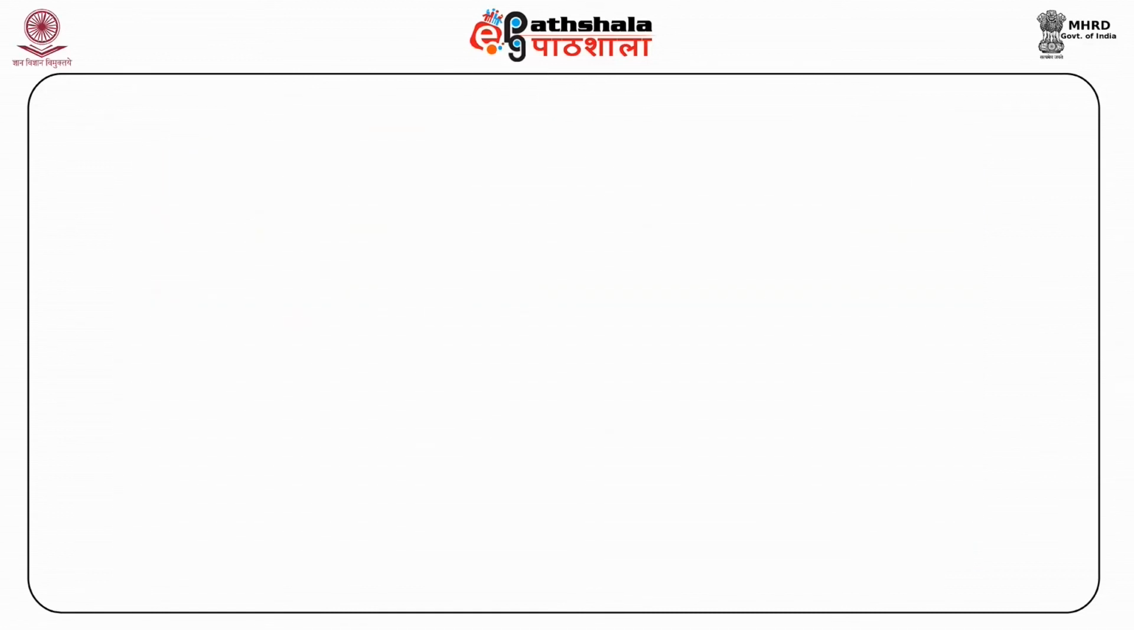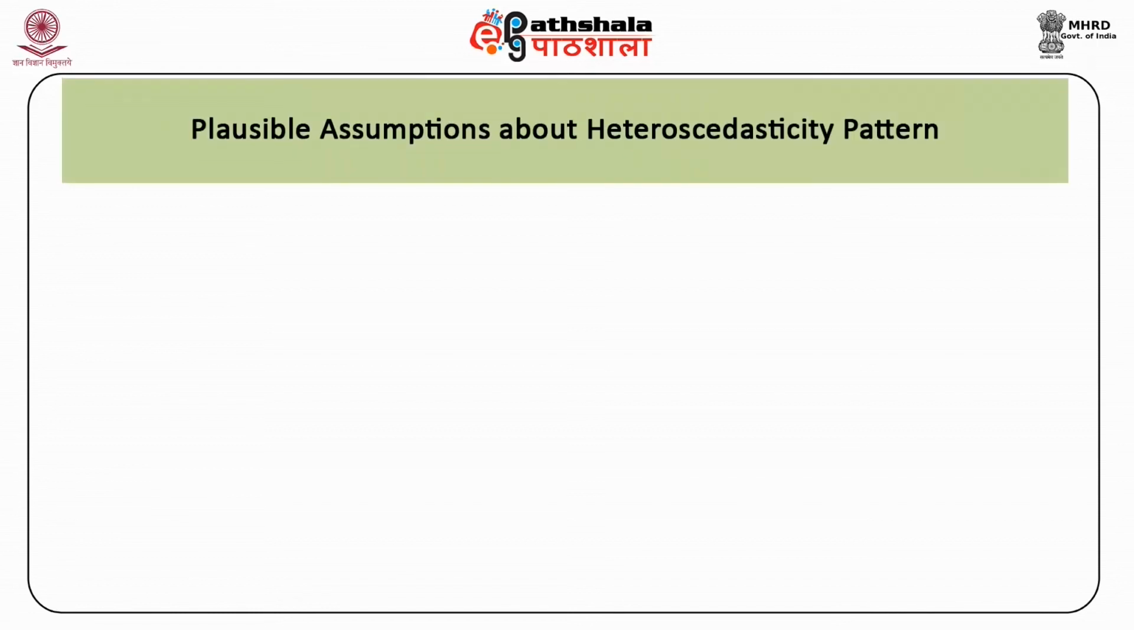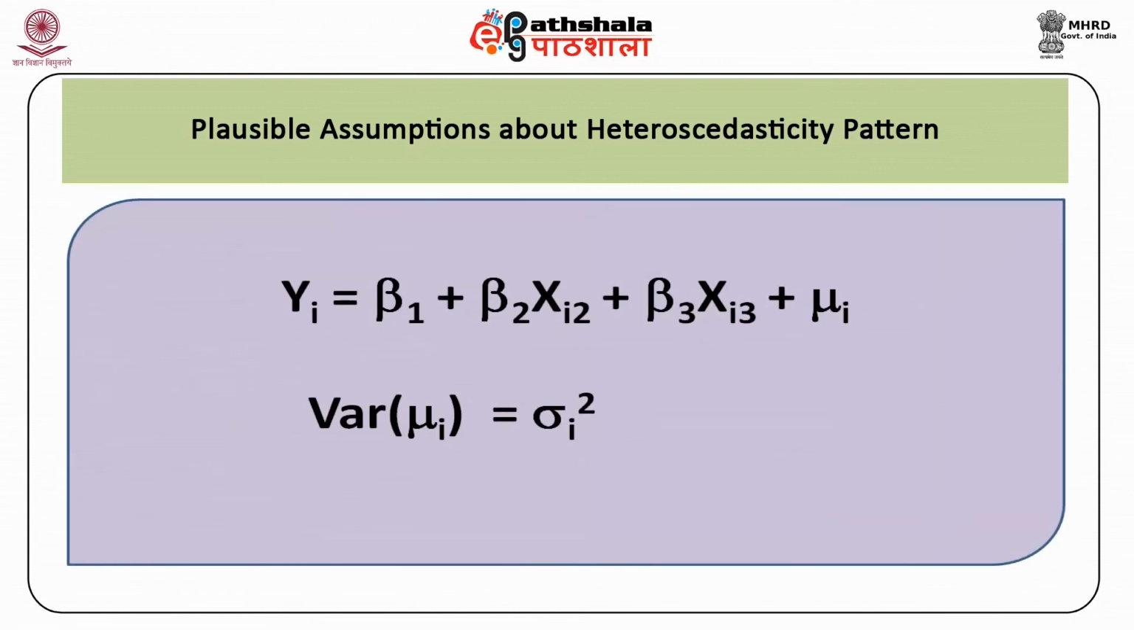In this method, we need to make some assumptions about the true error variance and transform the original regression model. After transformation, the new model satisfies the homoscedasticity assumptions. Let's say the original regression model is y_i = beta_1 + beta_2 x_i2 + beta_3 x_i3 + mu_i, and the variance of the error term is sigma squared.